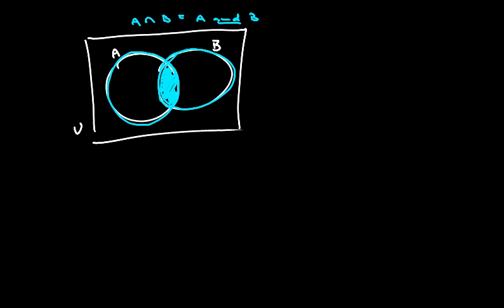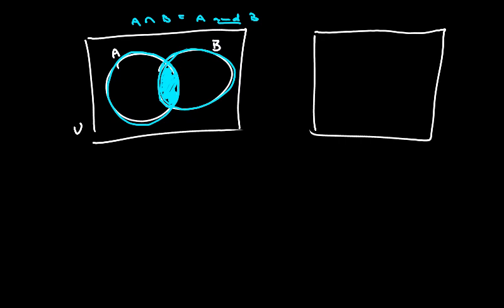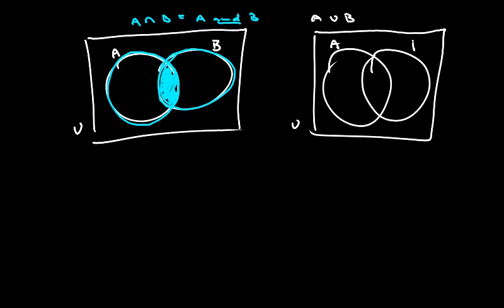Let's look at the union. Remember, we notate union with a capital U. So here it is, A union B, and my universal set, and here's my two subsets, A and B. Remember, we translate union with or. Well, let's start over here.